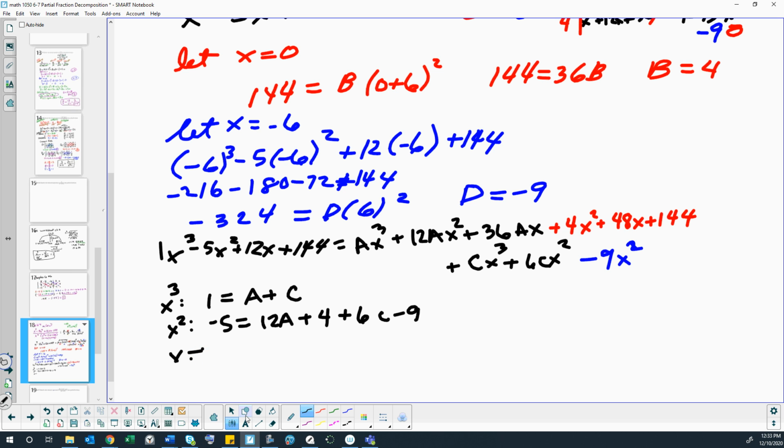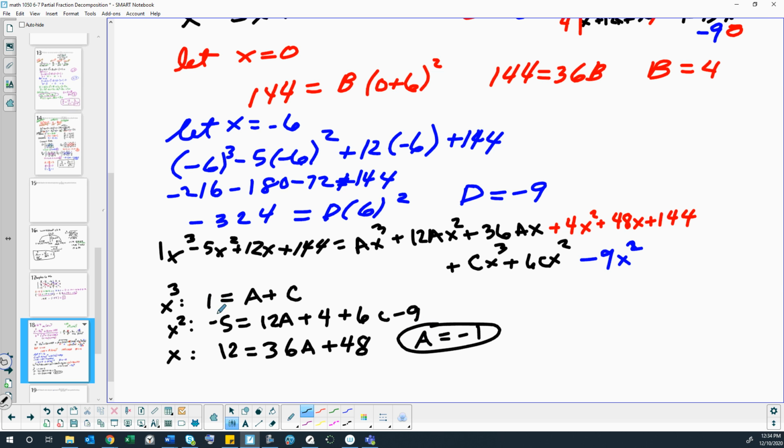Computer's lagging again. So for x, we have 12 on the left, and then on the right, we would have 36 times a, and 48x, and that's it. Oh, well that's convenient. That equation only has a in it. So that's going to be easy to solve. We subtract 48 from both sides, divide by 36. It looks to me like a equals -1, just from that step right there.